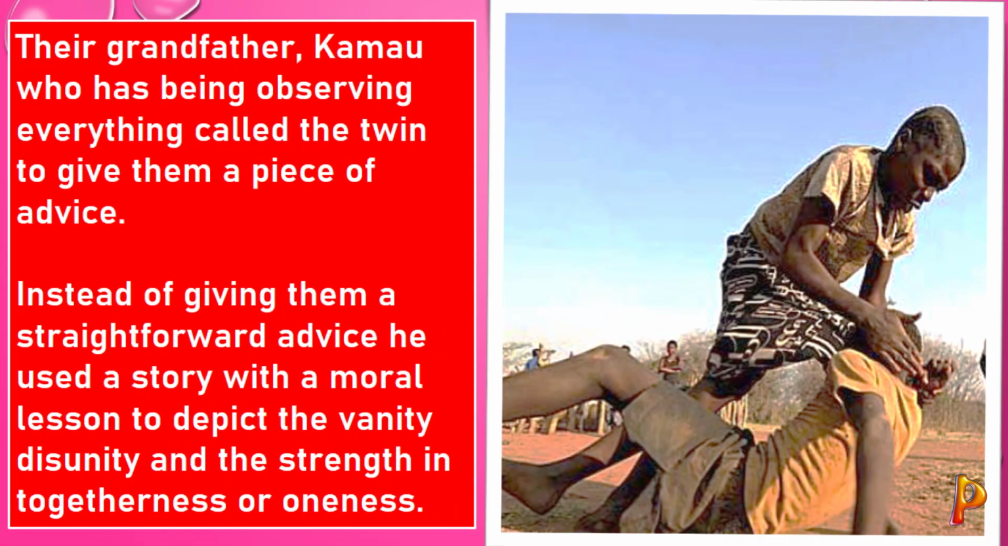Kamau, the old man, who has been observing and watching everything, called the twins to give them a piece of advice. Instead of giving them straightforward advice, he used a story with a moral lesson to depict to his grandsons the vanity of disunity and the strength in oneness or togetherness.